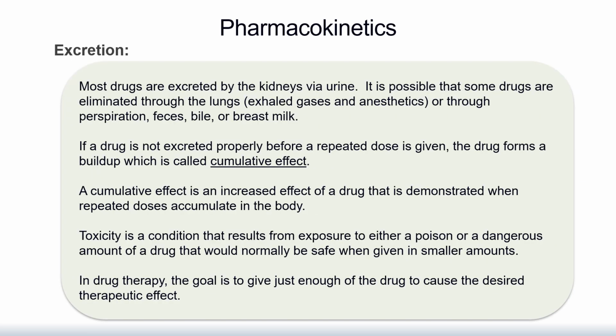Excretion. Most drugs are excreted by the kidneys and then by urinating. It's possible that some drugs are eliminated through the lungs, like exhaled gases, or through perspiration, feces, bile, and breast milk. If a drug is not excreted properly before repeated doses are given, the drug forms a buildup which is called a cumulative effect. A cumulative effect is an increased effect of the drug that is demonstrated when repeated doses accumulate in the body. When too much of that accumulates, toxicity can occur.